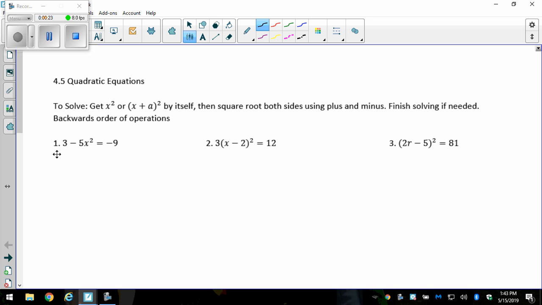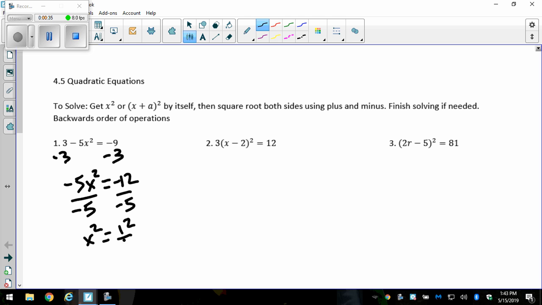So number 1, we're first going to subtract 3 from both sides. And then I would divide by -5. x squared would equal 12/5. And now we would square root both sides, and don't forget your plus and minus in the front.